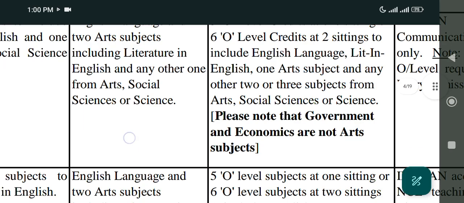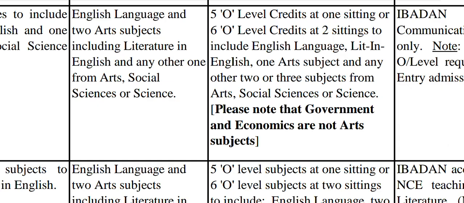So you can see how it is written boldly here that government and economics are not art subjects. That means you cannot consider government as one of the art subjects you want to have in your O-level result. So government and economics are social science subjects. So take note of that.